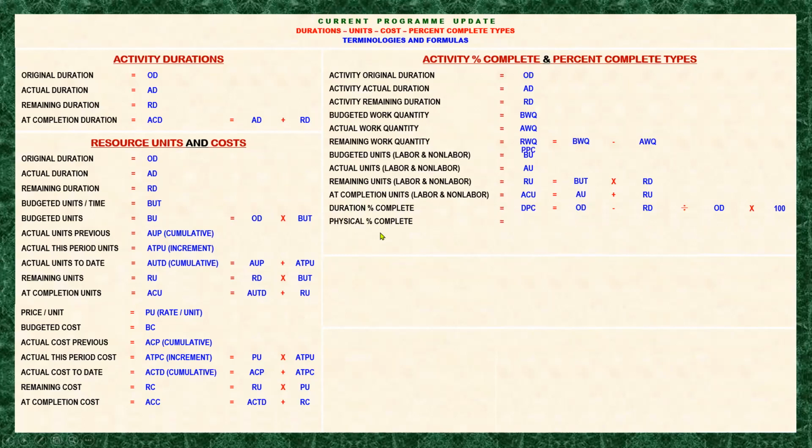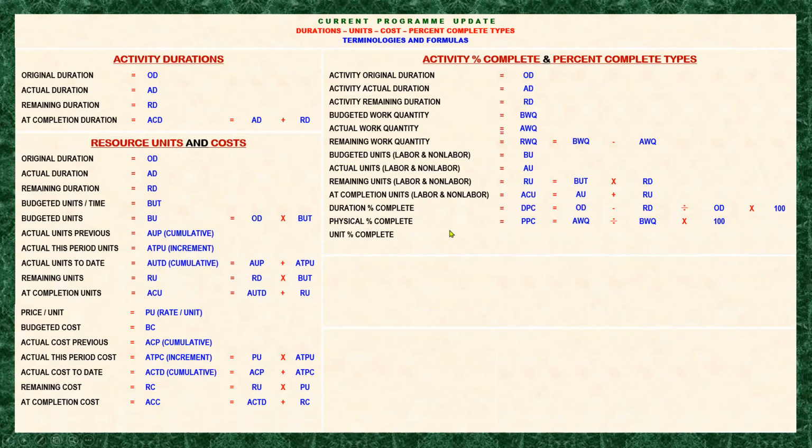Next, the second type is the physical percent complete. As I said, at the upper part we have the work quantity. That is considered to be used for the physical percent complete, which is equal to the actual work quantity divided by the budgeted work quantity, which is the approved one, whether it is the original or a revised one, or with variation, and then multiplied by 100 to get the percentage.